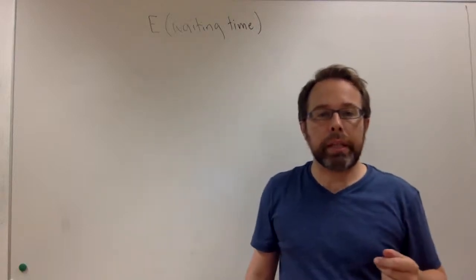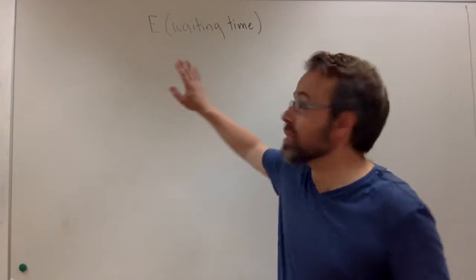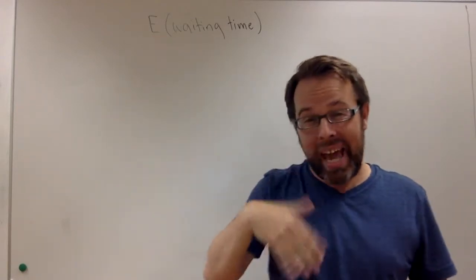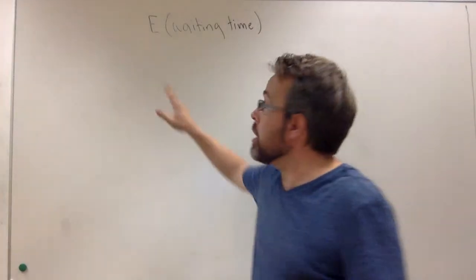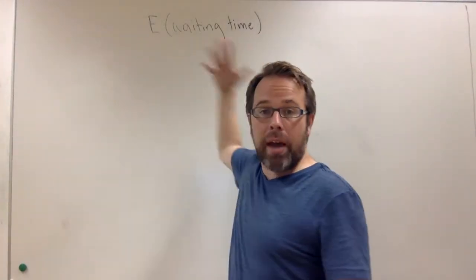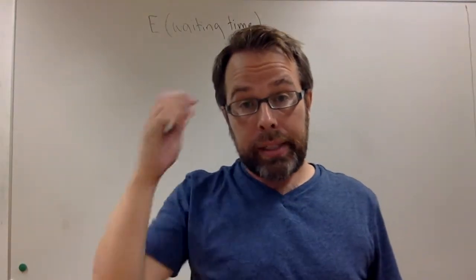Okay, so that was the probability of a given waiting time, but we can also ask, on average, how long do we expect to wait? Right? What's the average wait? So in general, we're going to use this E to mean the expectation of this quantity, the average amount of this quantity that we expect.